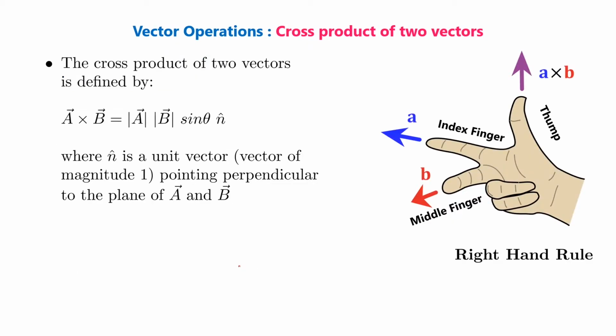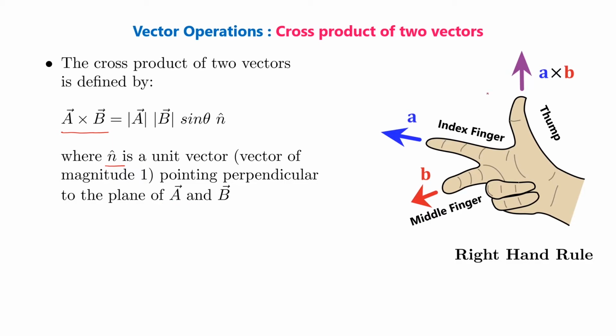Another kind of vector multiplication is the cross product. The cross product of two vectors is defined by vector A cross vector B is equal to modulus of vector A, modulus of vector B, times sin theta times n hat, where n hat is a unit vector, that is, a vector having magnitude 1 pointing perpendicular to the plane of vector A and vector B.